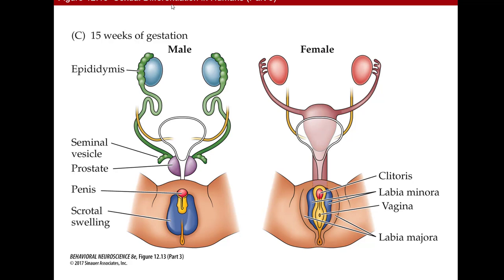So here, about 15 weeks of gestation for the males, we have the testes that have formed. We have the Wolffian system that's formed. The Mullerian system has faded away now. And we have penis developing, scrotum developing. In the female, we have ovaries. We have the Mullerian system that is developing. The Wolffian system is fading away. And here we have the vagina forming.